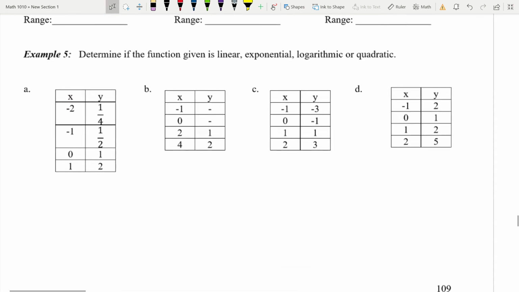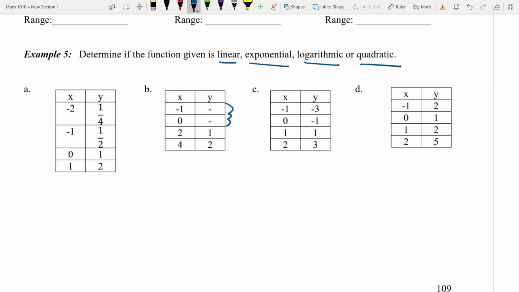Determine if it's linear, exponential, a log graph, or a quadratic. Okay, this was on the final last semester. Okay, first thing I want to tell you is if you have some that are not defined, if it tells you that there's no y value, which one do you think it is? Linear, exponential, log, or quadratic? What do you think? That there are x's that won't work. If you plug it into the equation, it won't give you a y. What do you think?